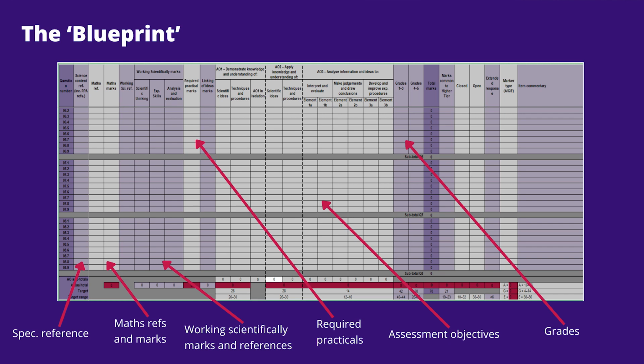Required practical marks. There should be a minimum of 15% of the marks from the context of the required practicals in each specification. This usually means that there are 15% of the marks on each paper from the required practicals: 15 marks on a separate science paper, 10 or 11 marks on a Trilogy paper, and 15 marks on a Synergy paper.